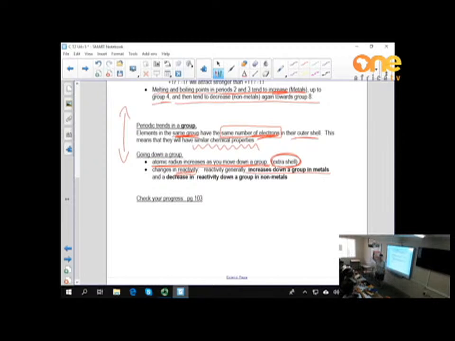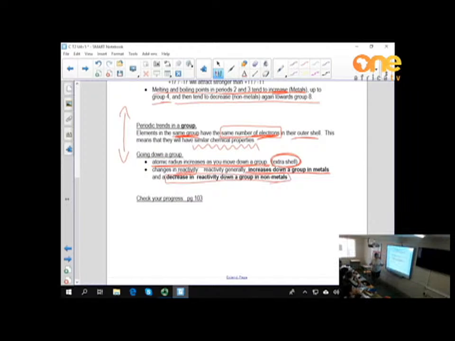Reactivity increases as we go down a group for metals. But the non-metals are the exact opposite. Their reactivity tends to decrease as we go down a group. All right. So metals tend to increase and non-metals tend to decrease in reactivity.